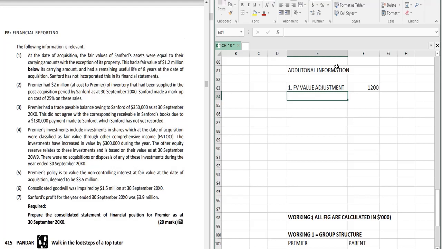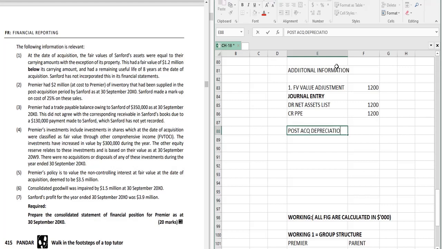So we will deduct this amount, and the journal entry would be: credit PPE by 1200 and debit net assets, both at acquisition as well as at reporting date. So 1200. Now we will calculate post acquisition depreciation.